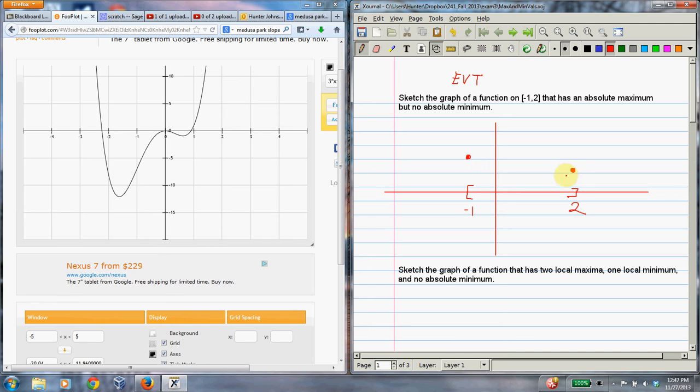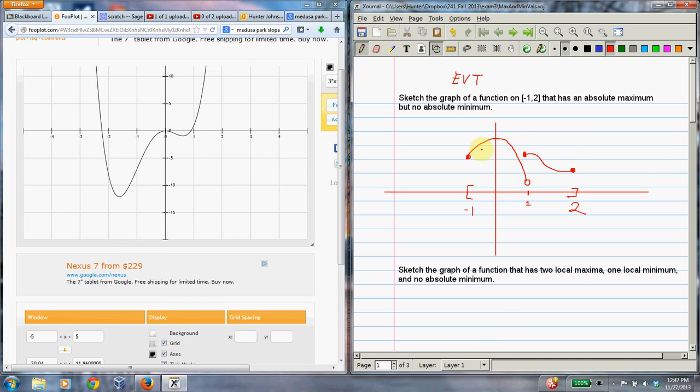So we want an absolute maximum, but no absolute minimum. Okay, so let's just let this be our absolute max. And then we want it to get arbitrarily small. This is kind of a lazy way to do it. So let's say that the function has a discontinuity at 1. It jumps up there like that.